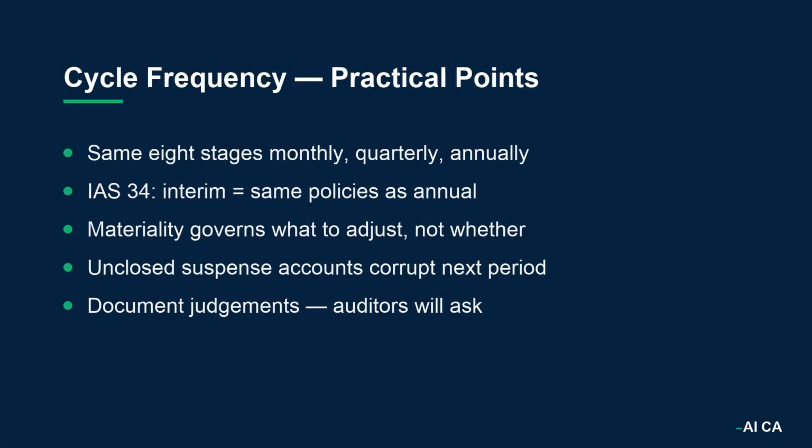A practical point on the cycle's frequency. The 8 stages apply whether you are closing monthly, quarterly, or annually. In a monthly close, not every adjustment will be material enough to process, but that is a professional judgment call, not a license to skip steps. Under IAS 34, interim financial statements must apply the same recognition and measurement policies as the annual statements. So the cycle for an interim period is not a lighter version. It is the same rigor applied to a shorter window.